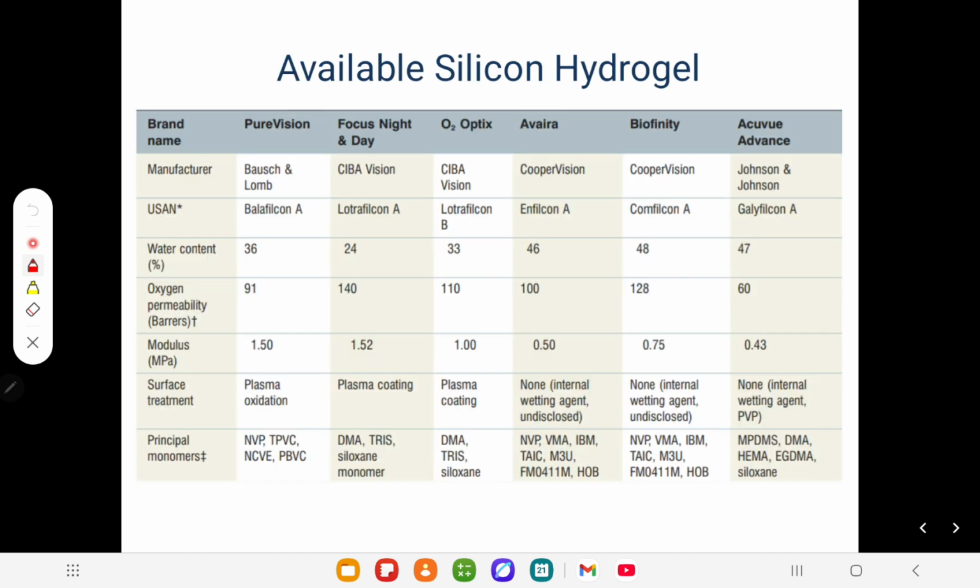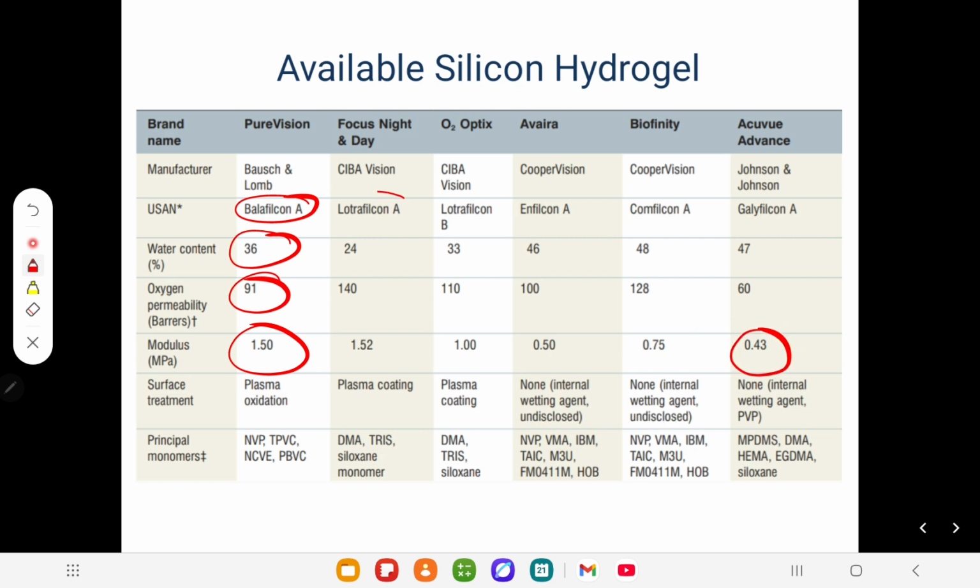So let's talk about available hydrogel, silicone hydrogel materials. There are a lot of materials available, but let's discuss a few. Bausch + Lomb balafilcon A: water content is 36%, oxygen permeability is 91. Yes, it's high. Modulus of elasticity, can you see this? My goodness, it's very high, 1.5, compared with galyfilcon, it's 0.43.